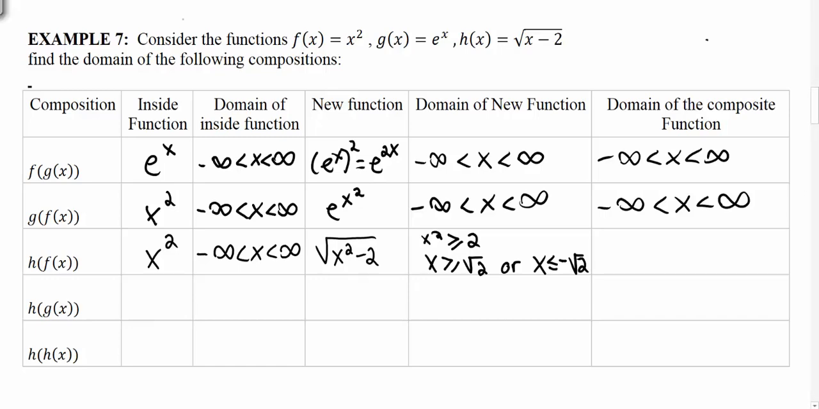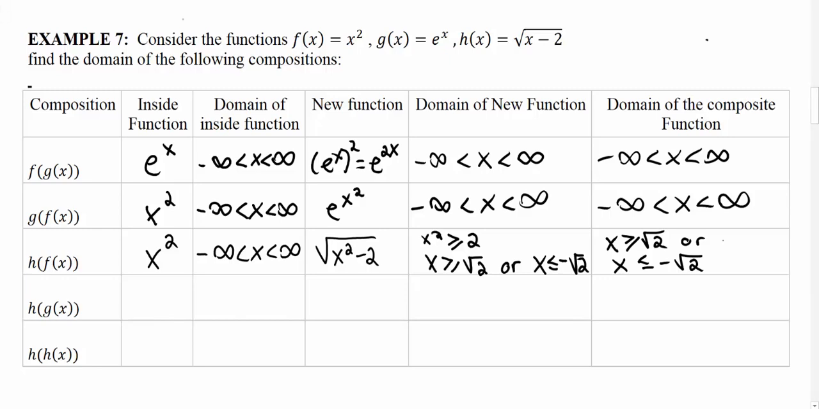So our domain here is more restrictive on the composite function than the inside function. So that's the domain that we use for the composition. So x is going to have to be greater than or equal to the square root of 2, or x could be less than or equal to negative square root of 2. If you're unsure how we got those, try testing some numbers to make sure it makes sense to you.